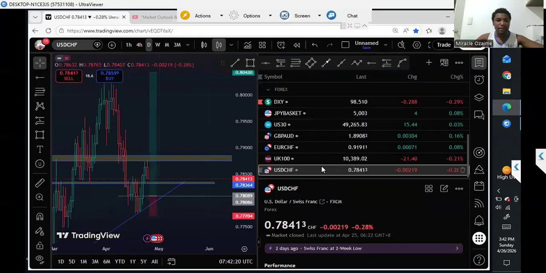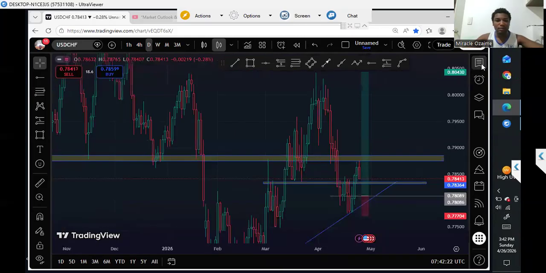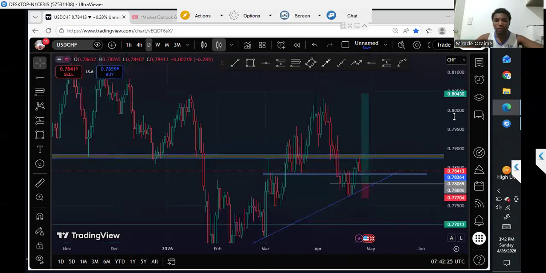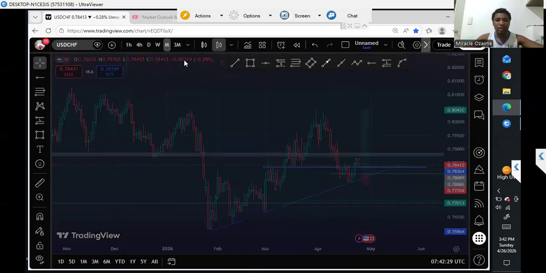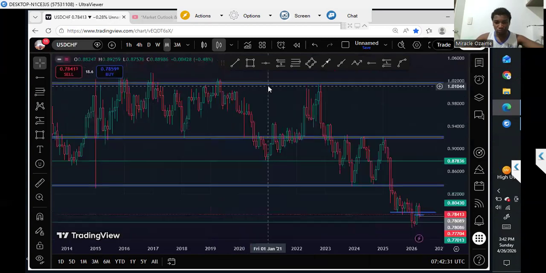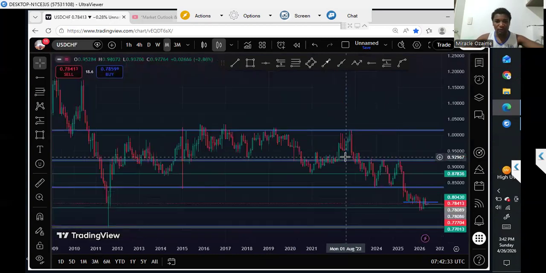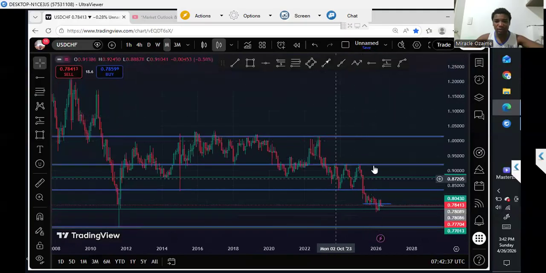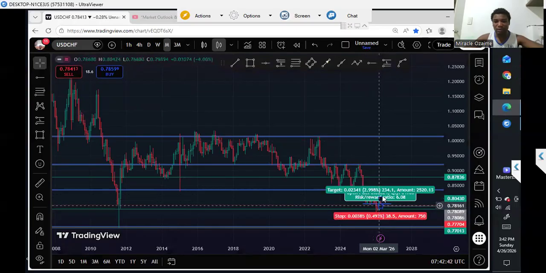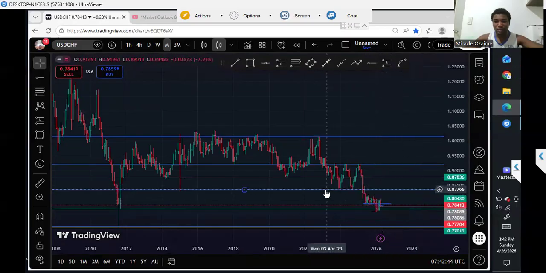USD CHF, on the other hand, is also looking bullish to me as of the moment, because on the monthly time frame, we have a series of consolidation around this area that brought the market downward. We have this pair around this area that is correcting. Maybe it wants to come and test this area for continuation to the downside.